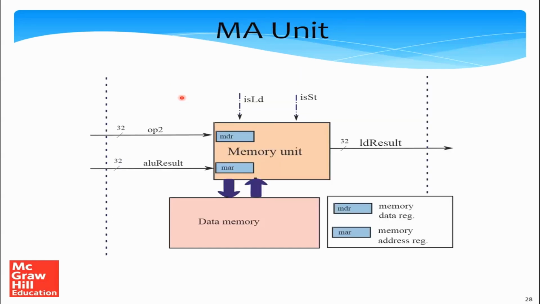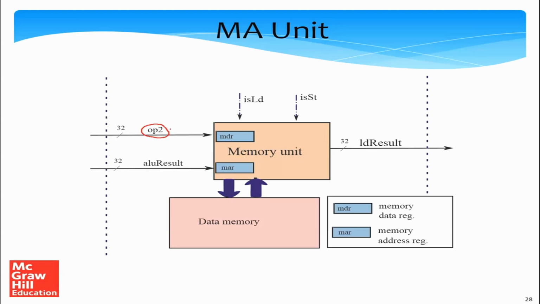So let us now consider the fourth stage, which is the MA unit, or the memory access unit. The memory access unit is very simple. It has a memory unit which is connected to the data memory. Inside the memory unit, let's first take a look at the requirements. What is it that it requires? What we require is the source.